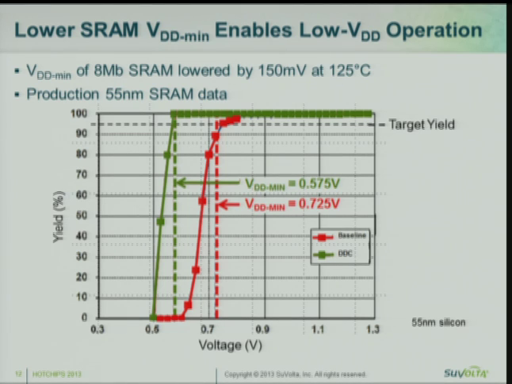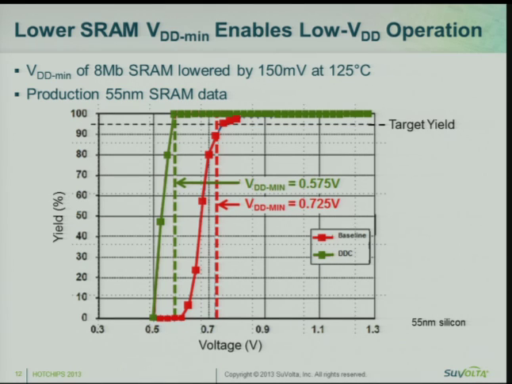You get read failures if the two NMOSs mismatch. DDC's 50% improvement in threshold voltage mismatch means that we get a substantial improvement in minimum operating voltage. In this case, we're looking at a yield criterion of 95%. The red line is the baseline SRAM, and it crosses that yield criterion at 725 millivolts. The DDC crosses at 575 millivolts. It's a 150 millivolt improvement.